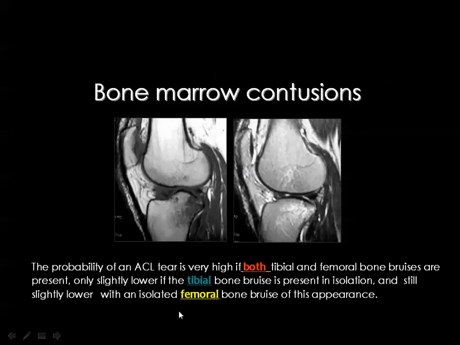Then you see here, bone marrow contusions are present in the tibia and in the femur at the level of the lateral meniscus on the lateral aspect of the knee. The contusion is black because of bone marrow edema in T1 and bright in T2. Contusions are better seen in STIR images.